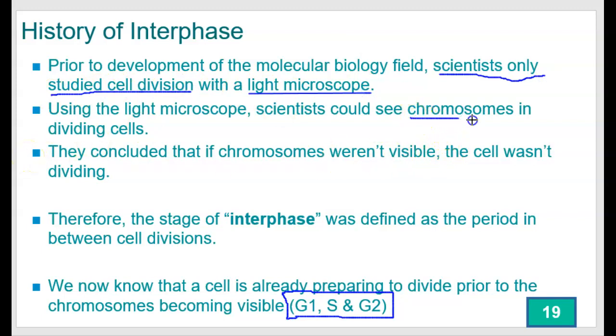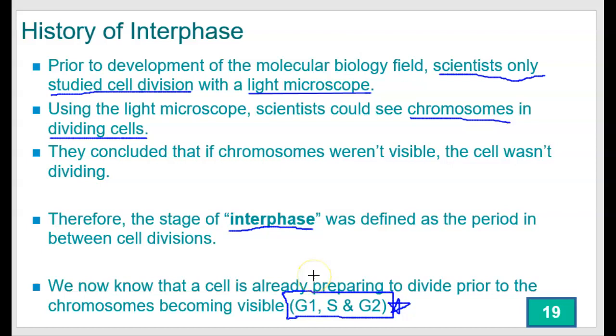Therefore, they could only see chromosomes in cells that are dividing. They didn't know anything about the S phase, G1, G2, they had no idea. So they concluded that if you couldn't see the chromosomes, the cell was not dividing. Therefore, they had this term for a non-dividing cell called interphase. That means you can't see the chromosomes. And now we know that interphase has all these subdivisions, part of the cell cycle.